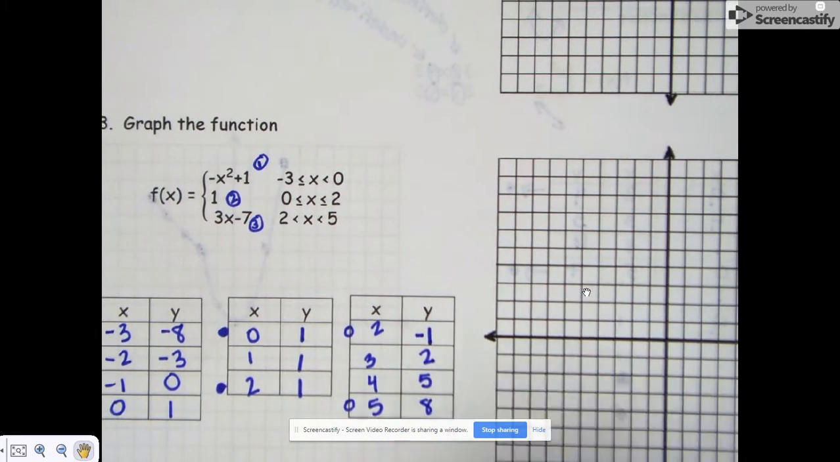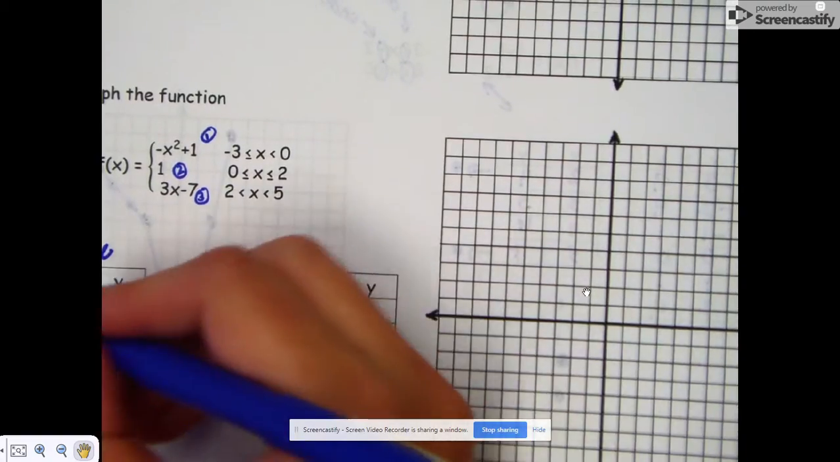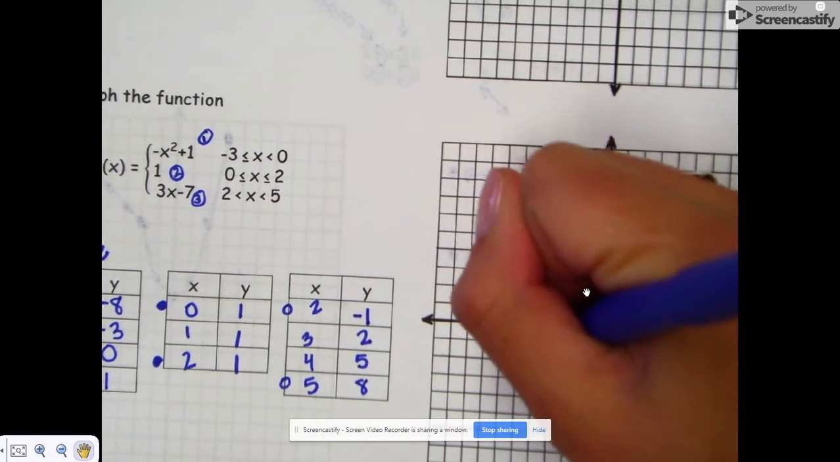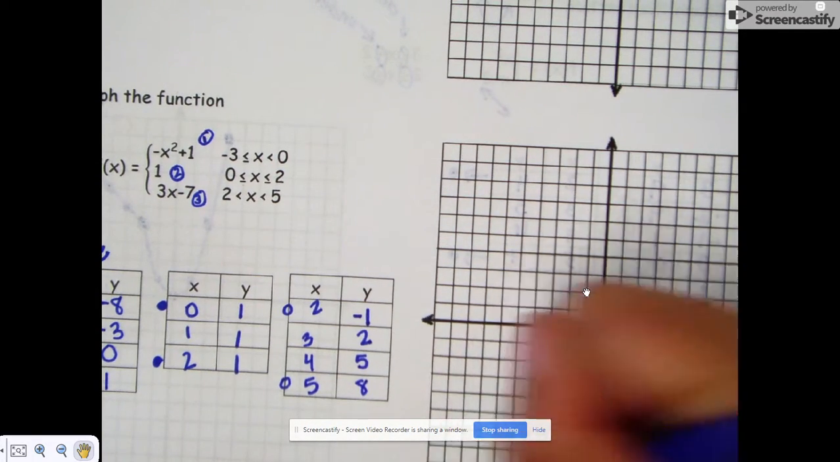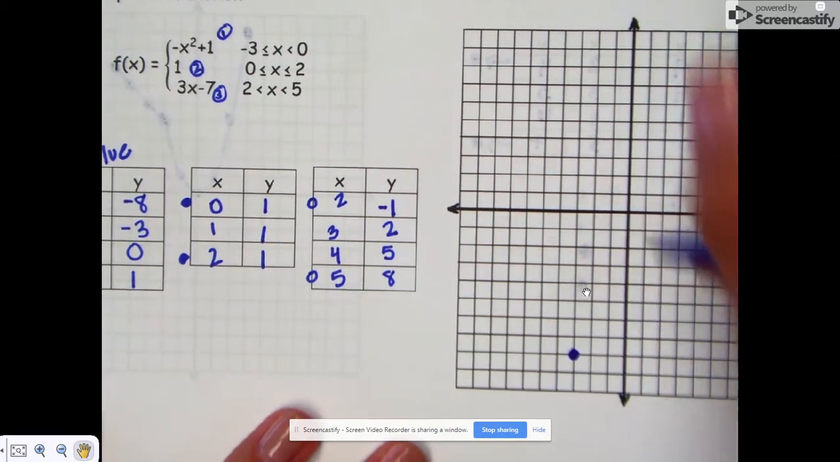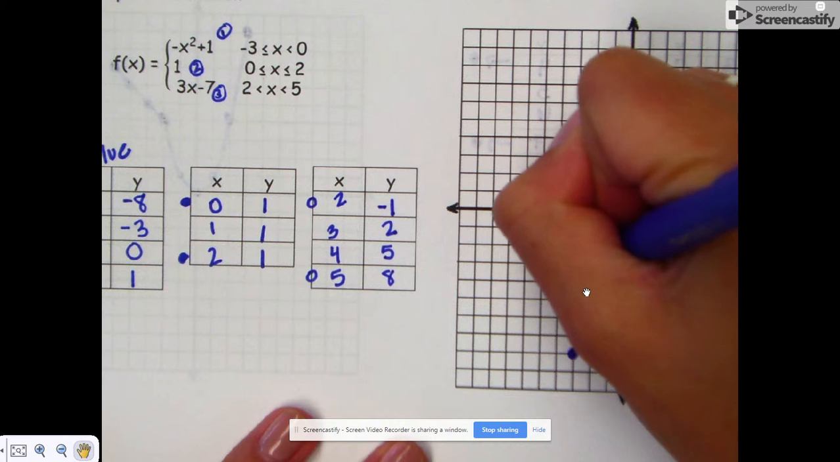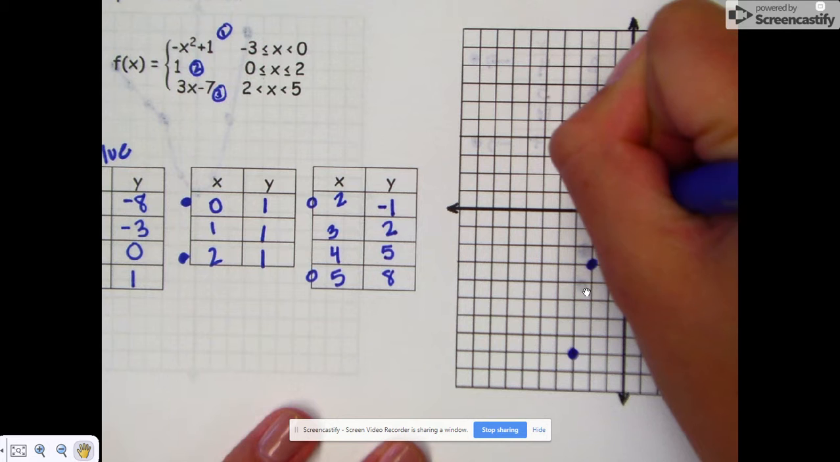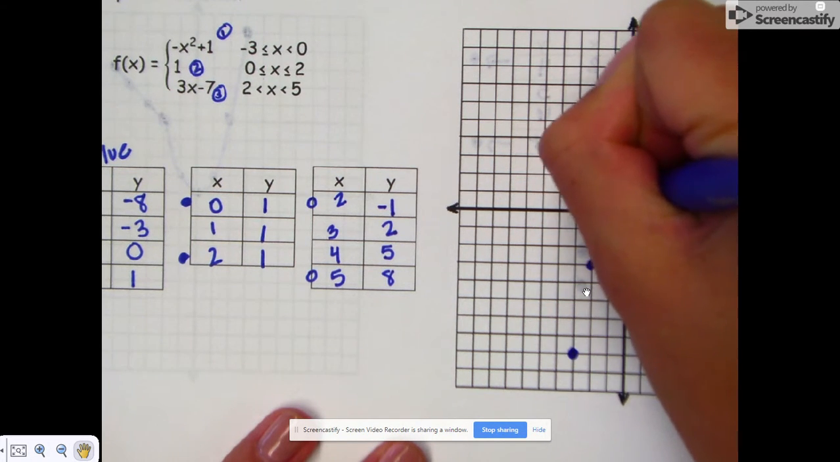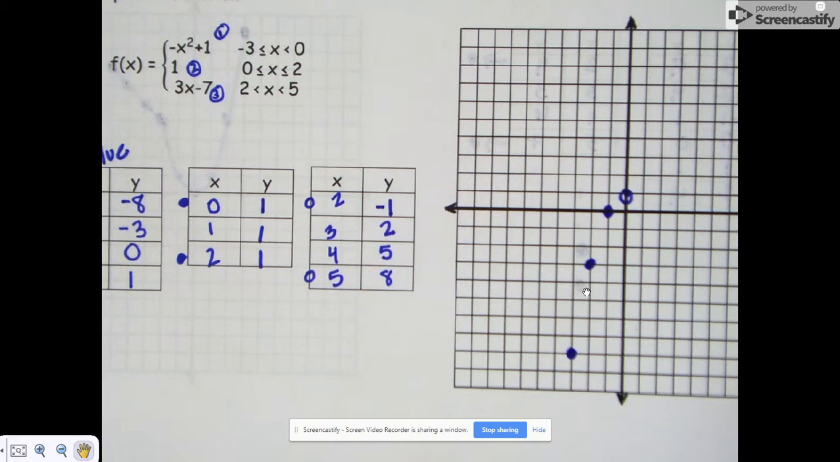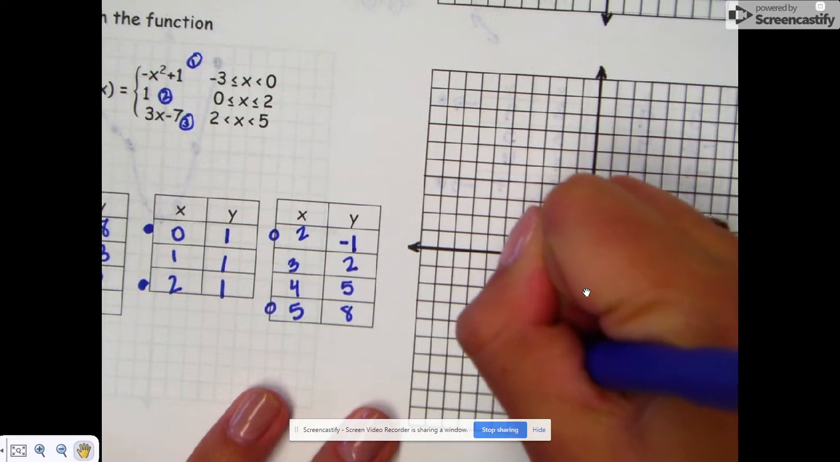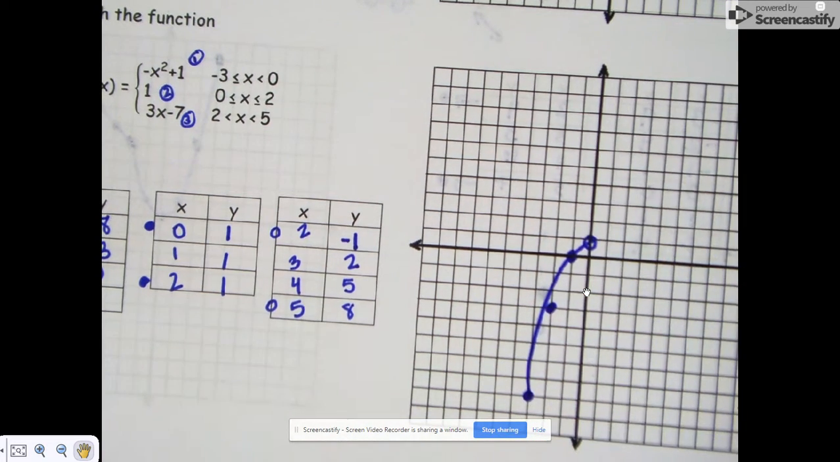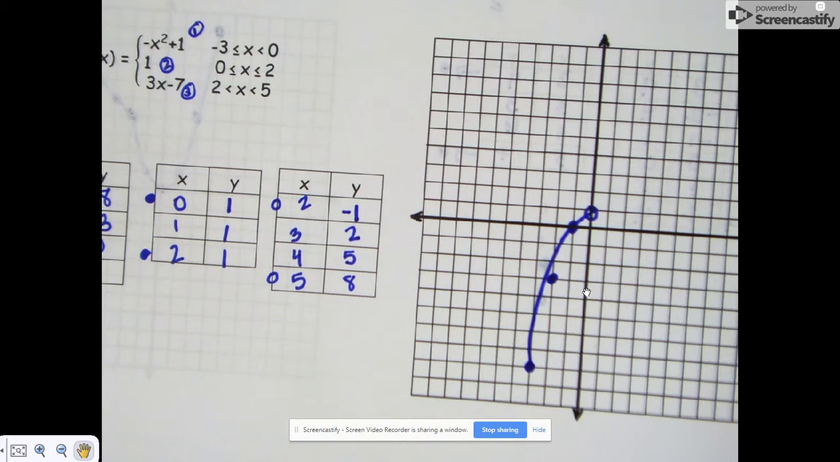I'm going to do this first function in blue, and then we'll do the other ones in another color. Okay, so this is going to be closed, so -3, -8. Then I have -2, -3, -1, 0, 0, 1. And this one's going to be open, remember, so make sure to be careful when you're plotting. And if you notice, x² means it's a parabola, so it's going to be curved. So do your best and just draw to the best of your ability. I missed a line there, that's not the best drawing, but you get the point.